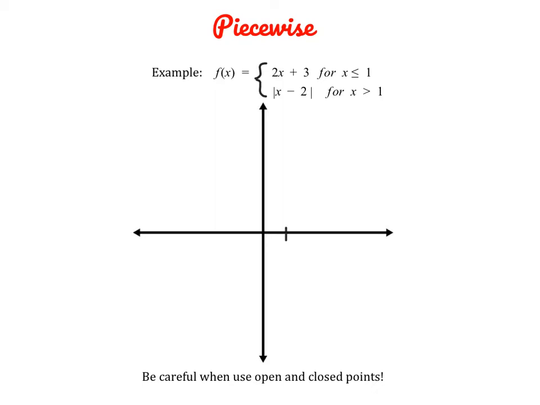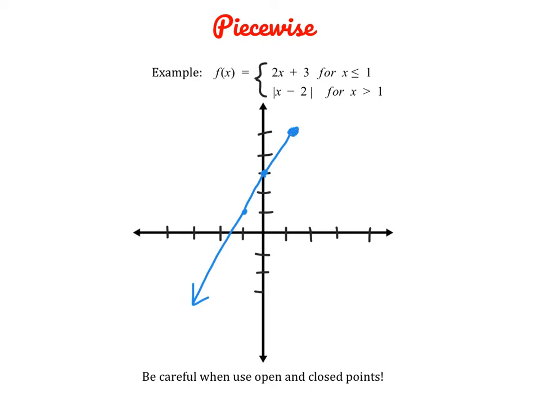So let's start by graphing 2x plus 3. I'm going to give myself a few points. Remember, 2x plus 3 is just a linear function whose y-intercept is 3 and whose slope is 2. So it looks like this. Notice I've stopped at x equals 1 because to the right of 1, I am going to use this other function. But also please notice that this point is closed because this is where 1 is defined.